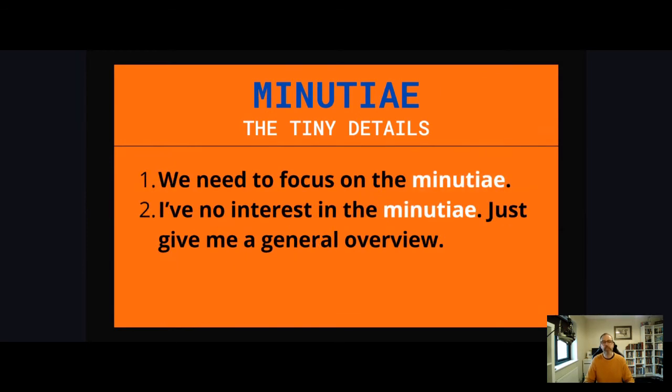So example 1, we need to focus on the minutiae. Example 2, I've no interest in the minutiae. Just give me a general overview.